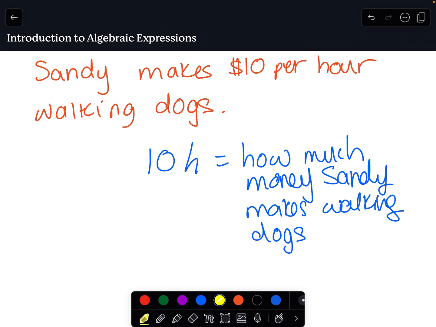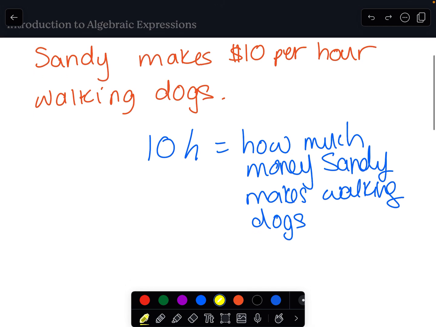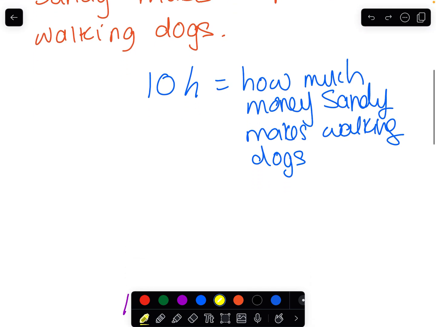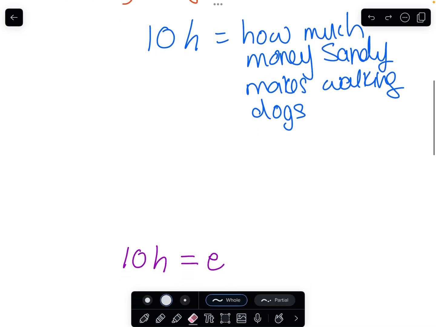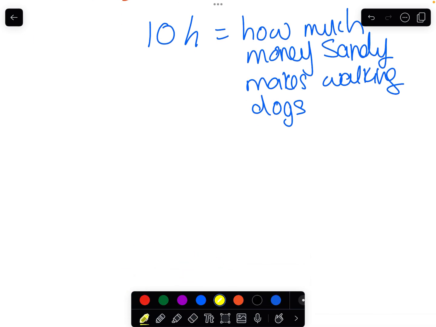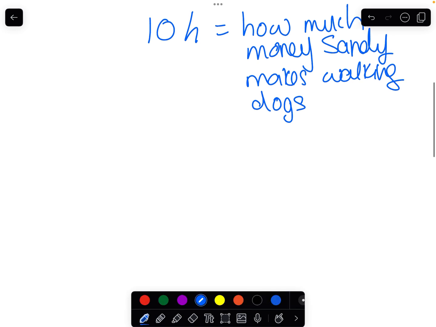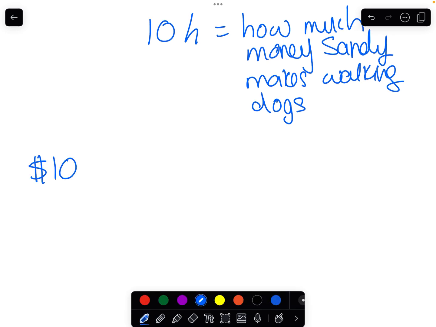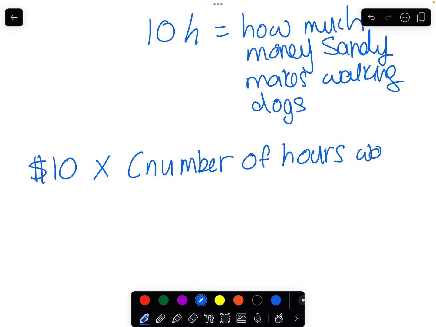Now, what we have here, 10H, is actually an algebraic expression. And you might be saying, well, what does 10H mean? 10H represents $10 times the number of hours. Number of hours worked walking dogs. And I did H for hours.